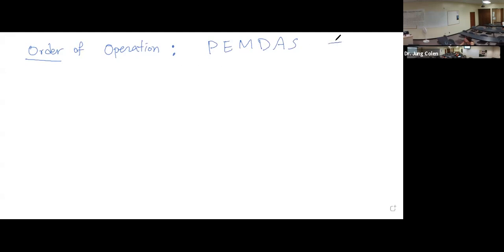The thing we need to be careful about here is these, right? Why? Because multiplication doesn't always come before division. Addition doesn't always come before subtraction. So these two are kind of like parentheses. Whichever comes first, from left to right, you need to operate that first. Okay? So let's have some examples.